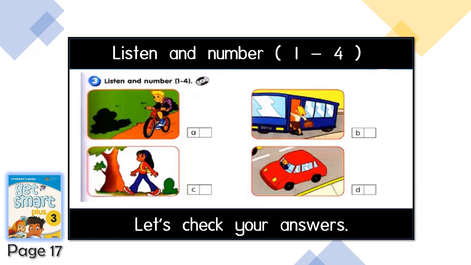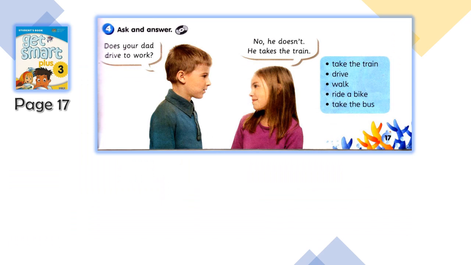Let's check your answer. Okay, the first picture is number 2, 3, 1, and 4. Did you get all answers correct? I hope you do. Okay, it's the last activity in your textbook. Let's ask and answer. Does your dad drive to work? Maybe you can conduct this activity with someone around you, maybe your brother, your sister, or your parents.